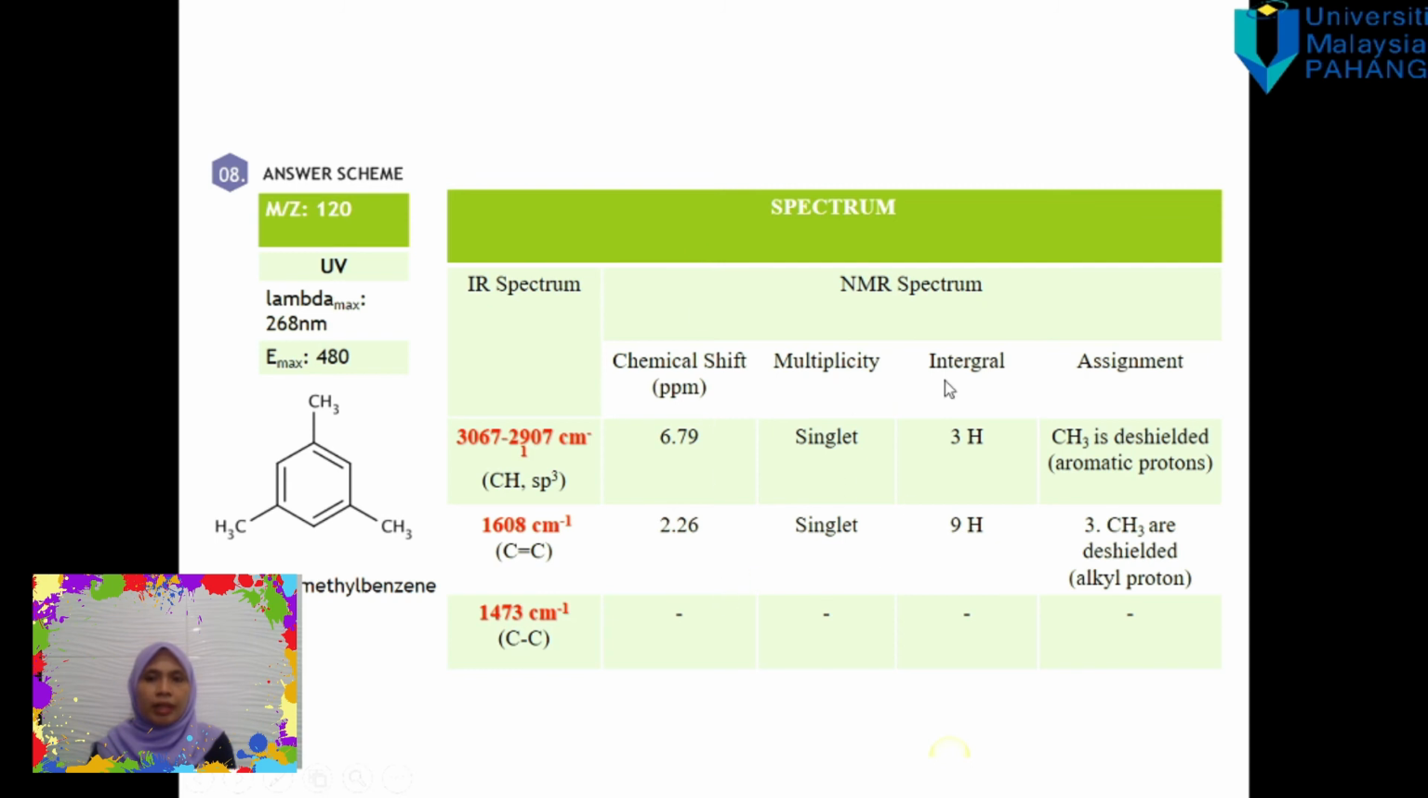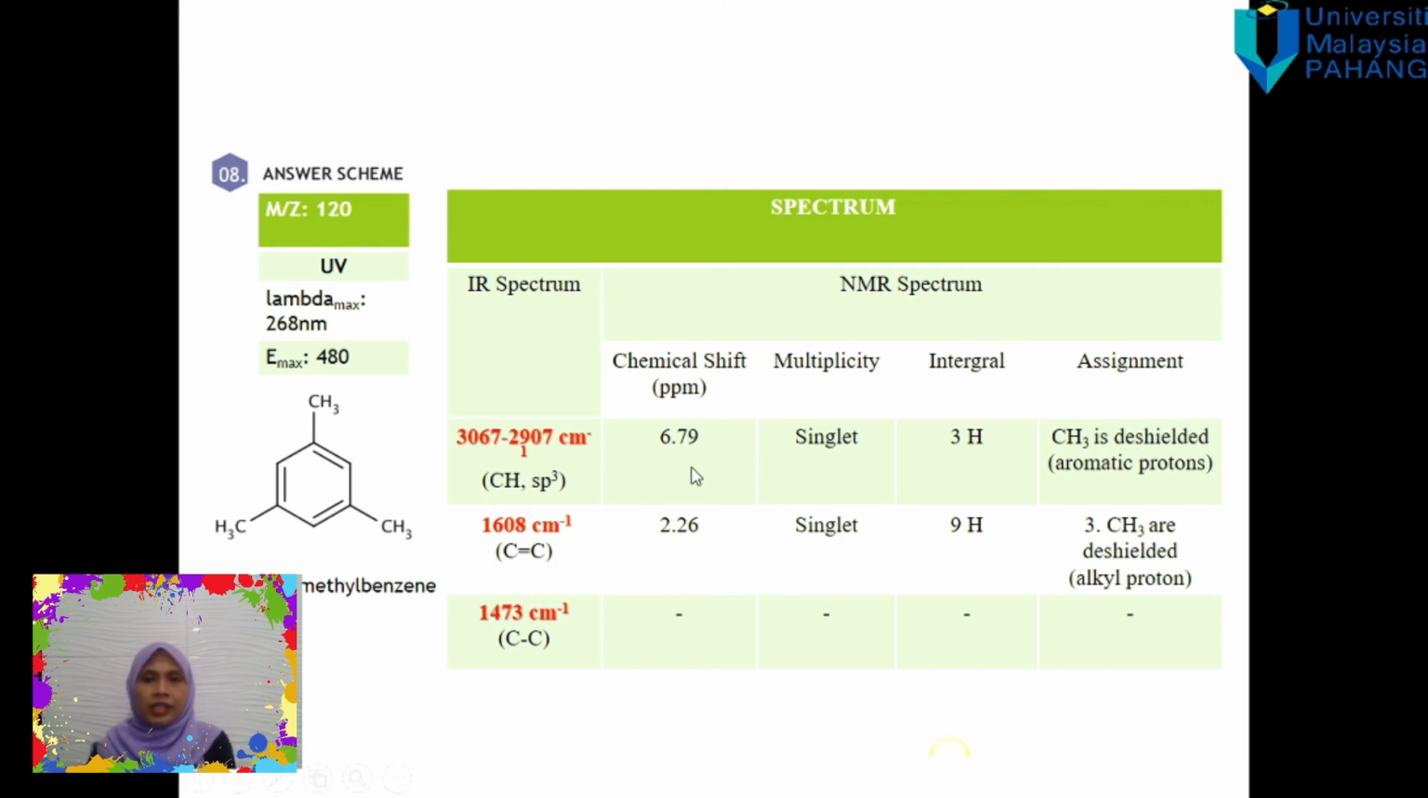We have to draw the table for the proton NMR, and then we can separate this one for IR, and next we go to the m/z value to confirm the structure. Based on this 6.78, 7.8, we know there are 3H. Is it in the aromatic ring? Yes. CH3 is shielded.